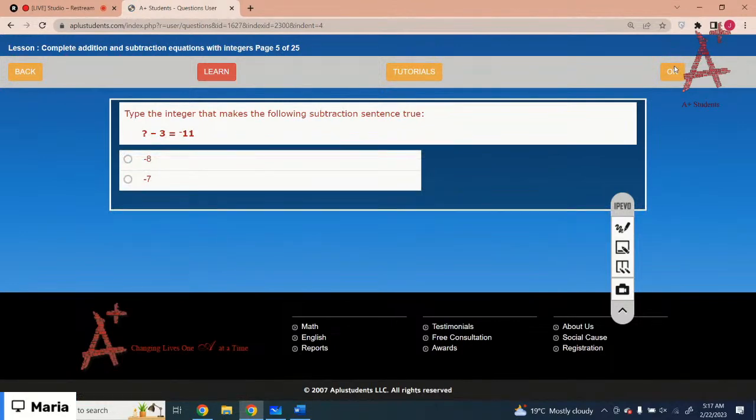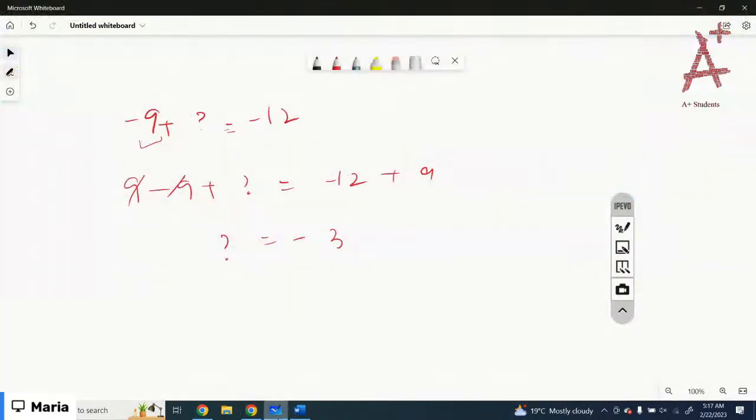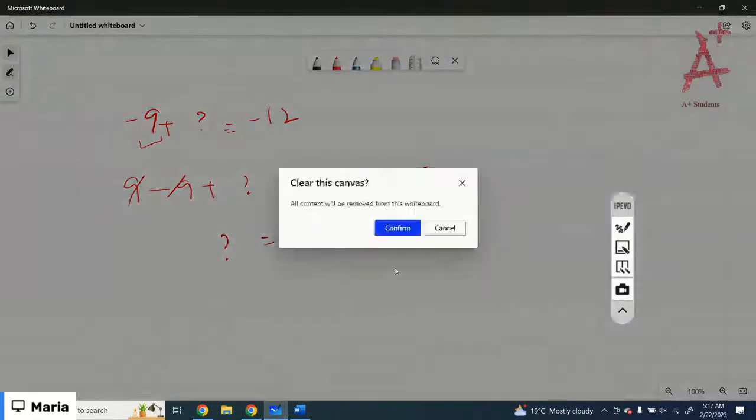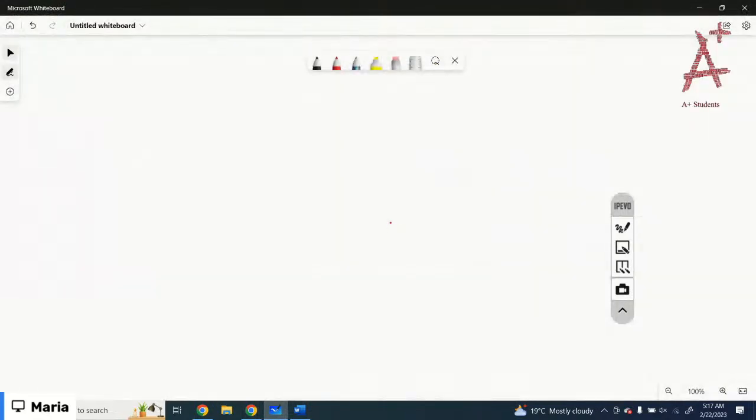Okay, the next one is missing number minus 3 equals negative 11. So here you have negative 3. You have to add 3 to both sides. Negative 3 plus 3 equals negative 11 plus 3. 3 minus 3 makes 0. You are left with just the missing number.